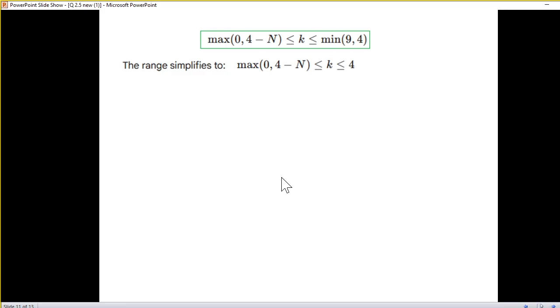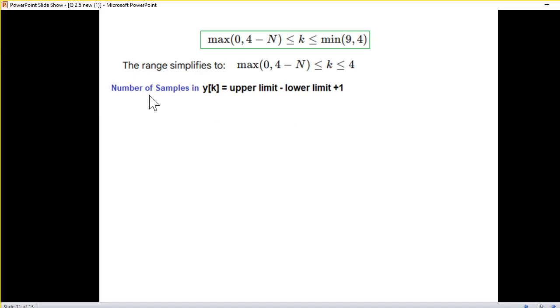So now let's move further. From here, the minimum of 9 and 4, we can just take 4. But here we don't know whether 0 is maximum or 4 minus n is maximum. So we have to find that.